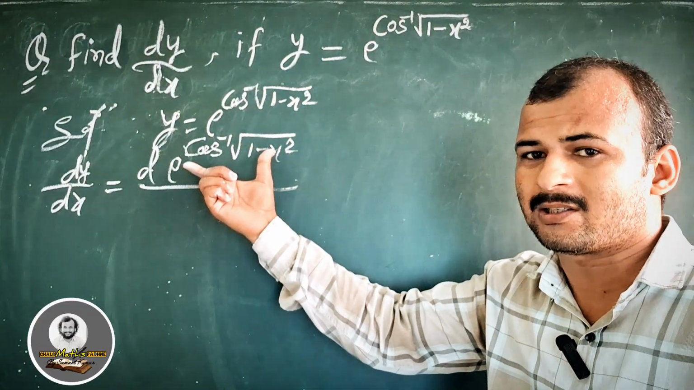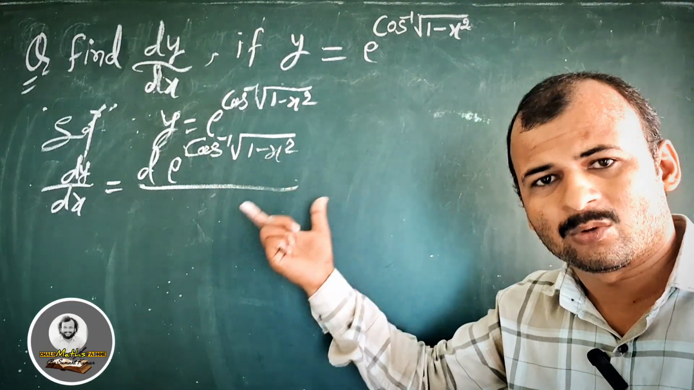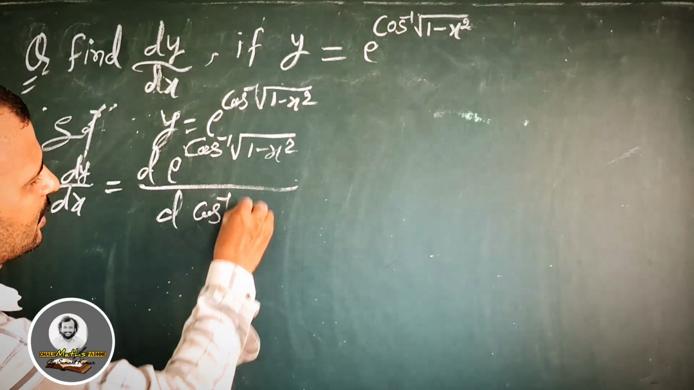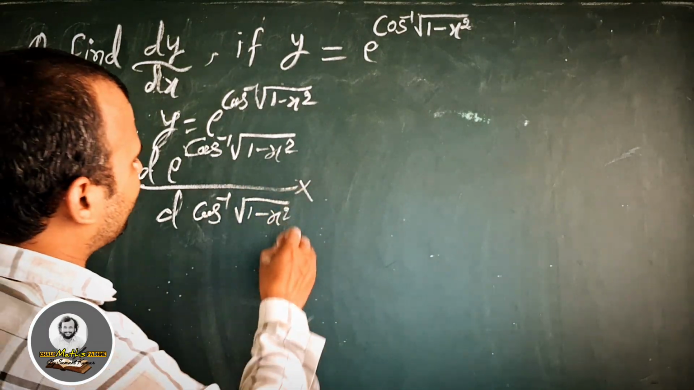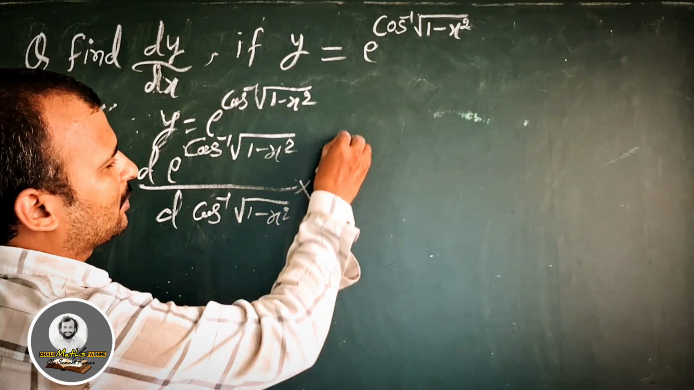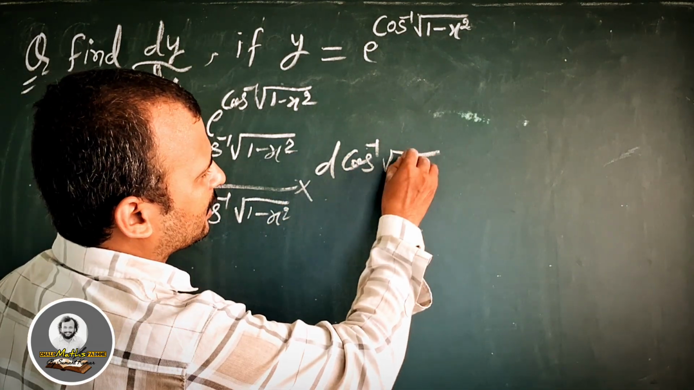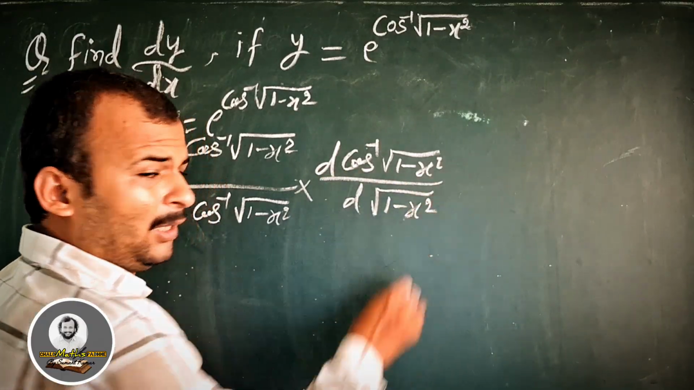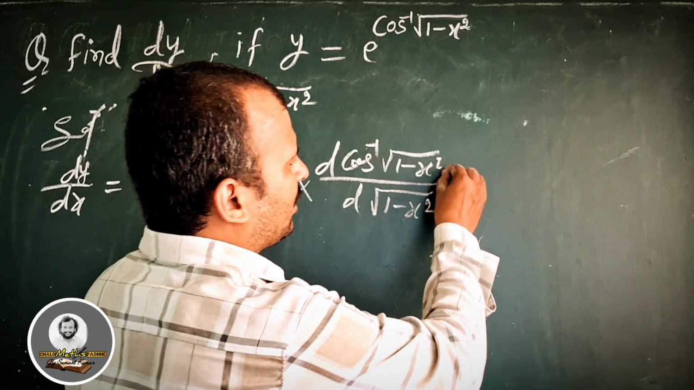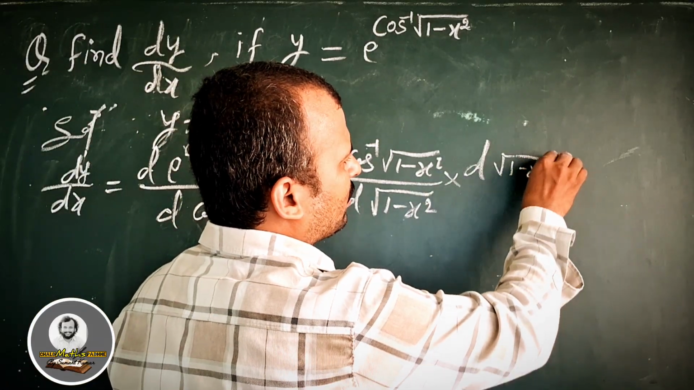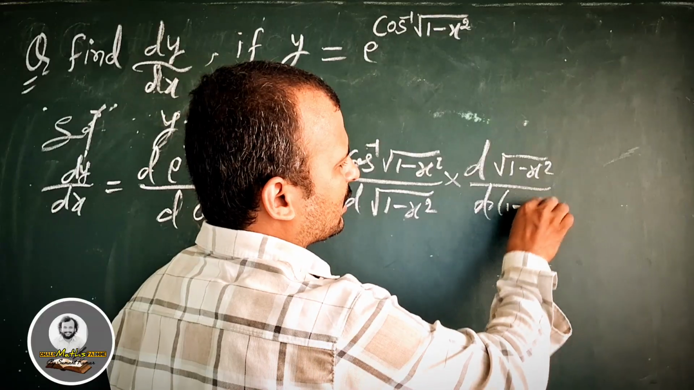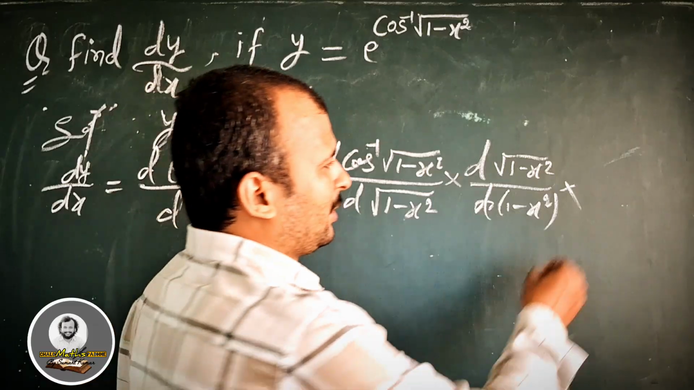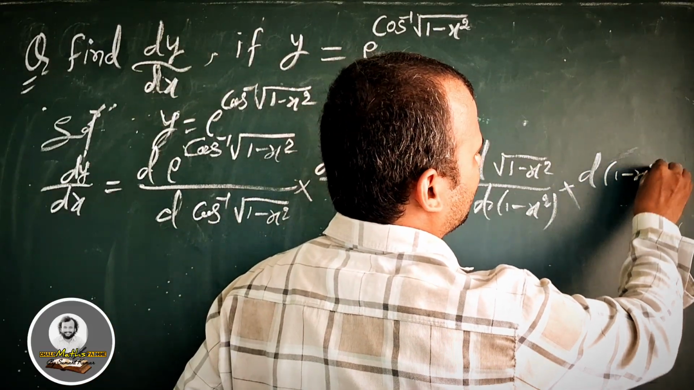So we differentiate this function first with respect to cos inverse under root 1 minus x square. Now we find the derivative of cos inverse under root 1 minus x square with respect to under root 1 minus x square. And now we differentiate under root 1 minus x square with respect to what? 1 minus x square. And now we differentiate 1 minus x square with respect to x.